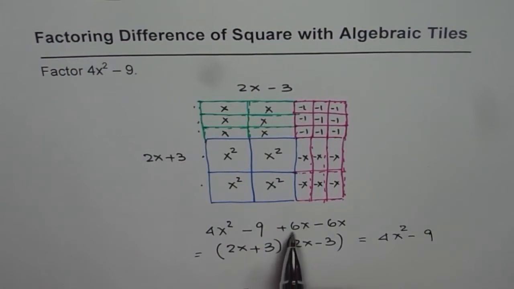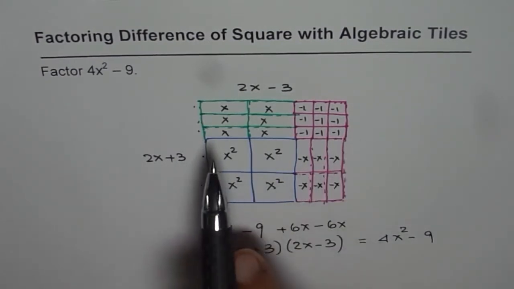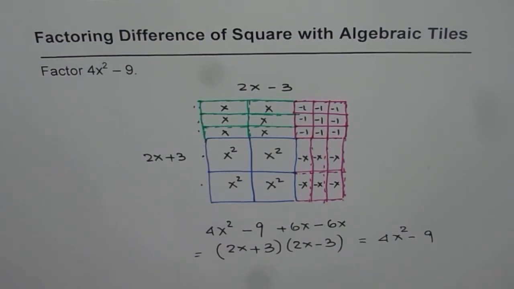Remember, we added and subtracted 6x, so they cancel out. So we are left with 4x squared minus 9. This rectangle, which is a square for us, shows the dimensions in the factored form as 2x plus 3 times 2x minus 3. That is the technique to factor a difference of squares with algebra tiles.